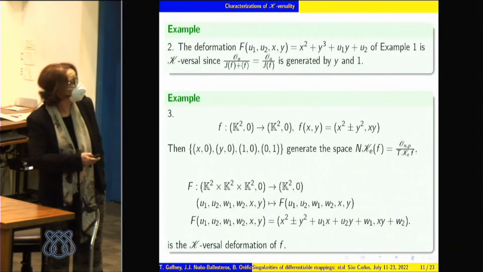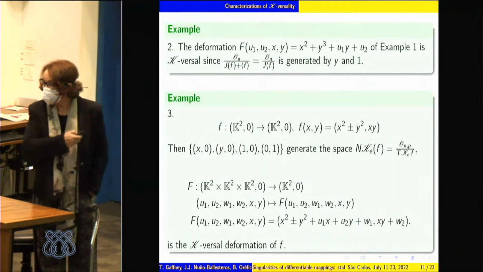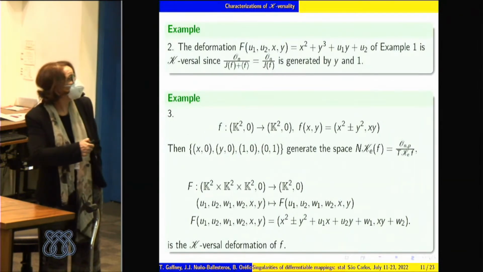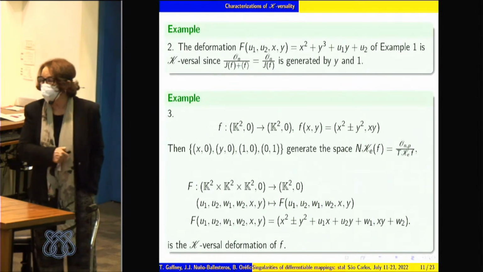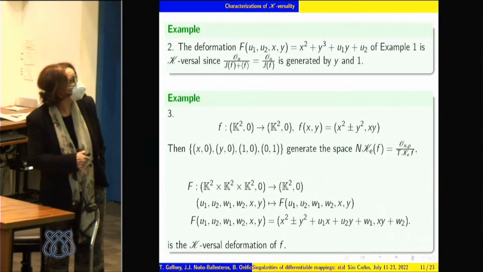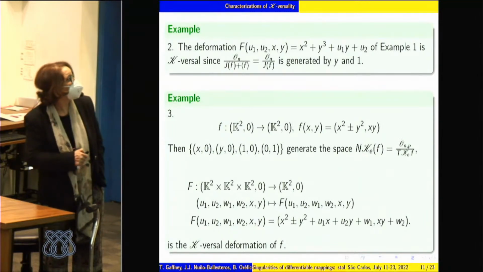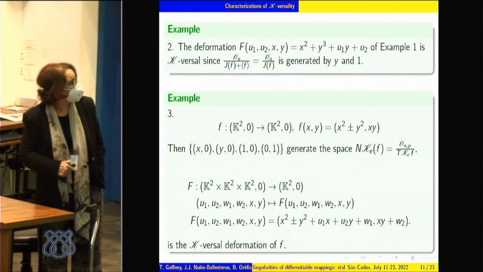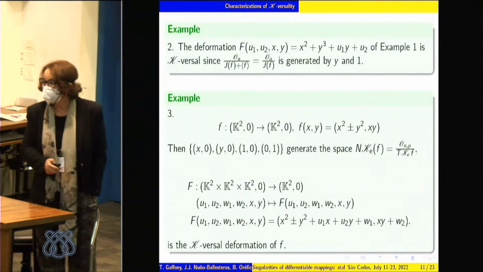I think I will skip this example, otherwise we may not have time, but we can look at it. It's the example that, in fact, was considered by Bruna, by Roberta, and by Anne and Matthias too, right? So by computing the tangent space and computing the normal space, I find the elements I need to write the expression of the K-versal deformation. Any question?